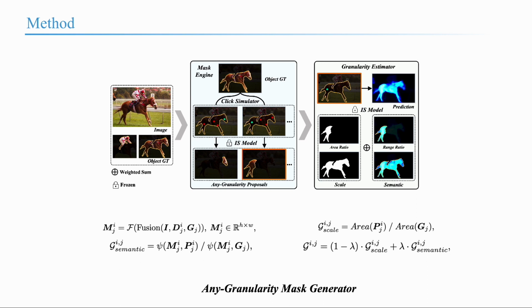We propose the multigranularity loop simulation to automatically simulate the human-in-the-loop mechanism and generate diverse interaction signals to drive the mask engine. To estimate the granularity of the masks, we design the granularity estimator and establish computational rules from both the scale and semantic perspectives to ensure that the model behavior is consistent with human cognition.